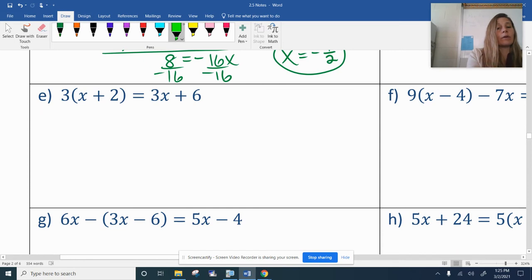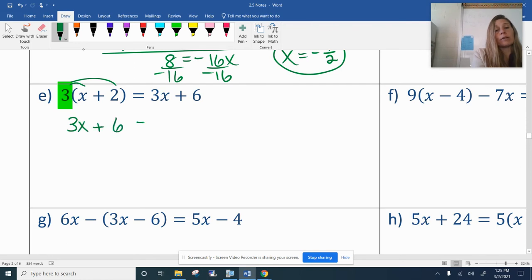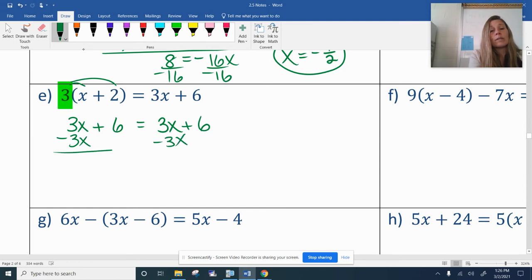Okay, letter E, we're distributing this 3 here. It's a positive 3, so we have positive 3x plus 6. And on the other side, we also happen to have a positive 3x plus 6. Now, before we even do anything, you might notice that this is infinitely many solutions because everything's exactly the same on both sides. So when I go to move my x to the other side, you're going to notice that they're both going to cancel, and then you're left with the same thing on both sides. So this is infinitely many solutions.